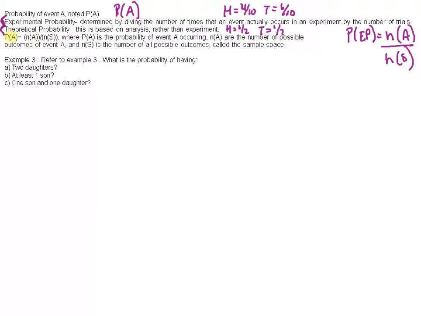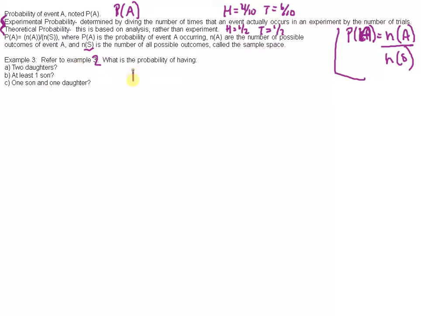Okay, so the probability that event A happens or occurs is the number of times A occurs divided by the number of times S occurs. So that's right here, okay? Let's call this A. Okay, and again, S is the sample space. So, refer to example 2.